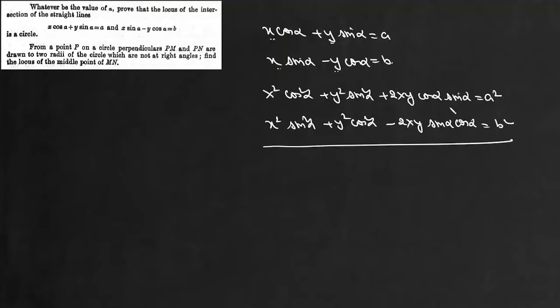Now if we add them, this 2xy term will cancel. Now cos square theta plus sin square theta is 1, so we'll get x square plus y square equals a square plus b square, and that's your required locus, which is a circle.